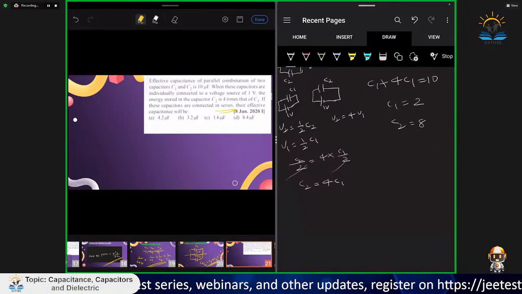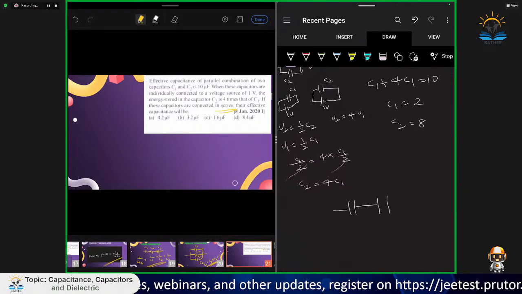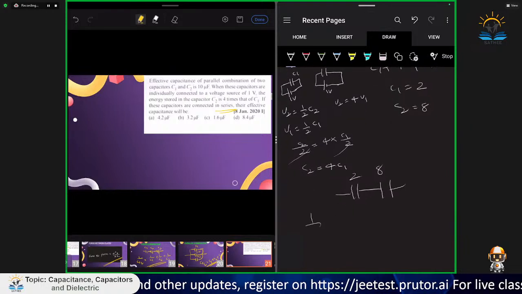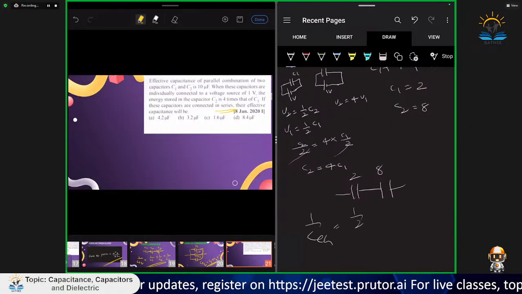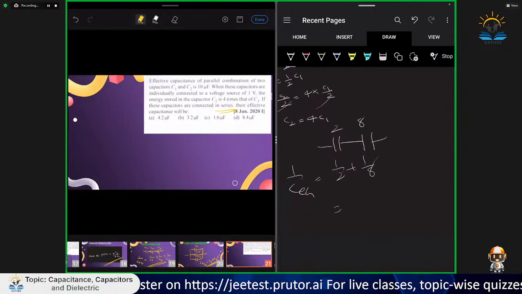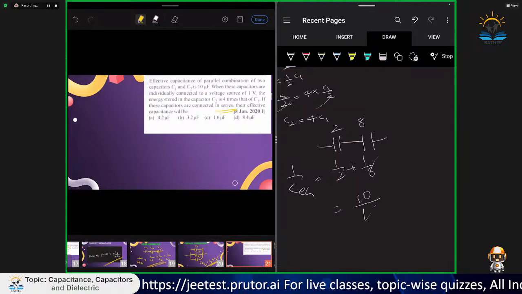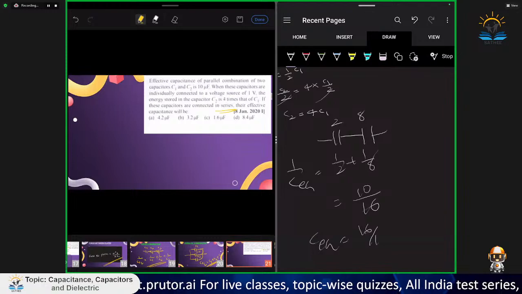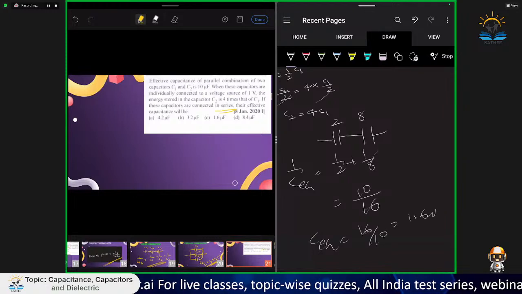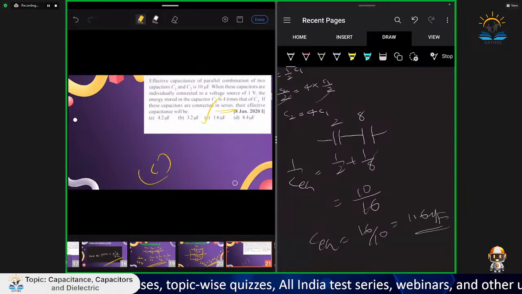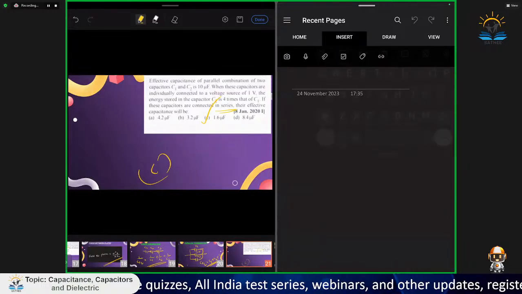If they're connected in series, 2 and 8 in series, 1 by C equivalent equals 1 by 2 plus 1 by 8, which equals 5 upon 8. So C equivalent will be 8 upon 5, that is 1.6 microfarad. So option C is the correct answer. Easy question. Next question.